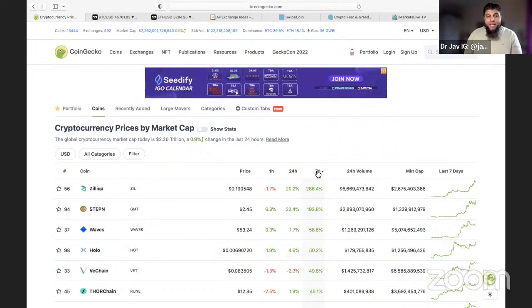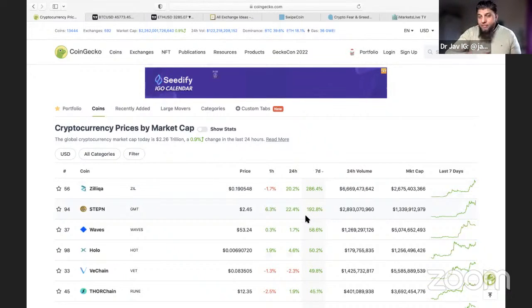In fact, in the last 7 days, we've seen certain coins where they've gone up in value by over 200%. For example, Zalika, which is a cryptocurrency, has gone up by 286%. Stepan, 190%. These are huge numbers. Now, Waves is another cryptocurrency, 58%. For example, if you'd put $1,000 into Waves 7 days ago, you'd be looking at a profit of around $500 to $600 in the space of just 1 week. Had you put £10,000 in, then you'd be looking at £5,500, give and take, of profit.